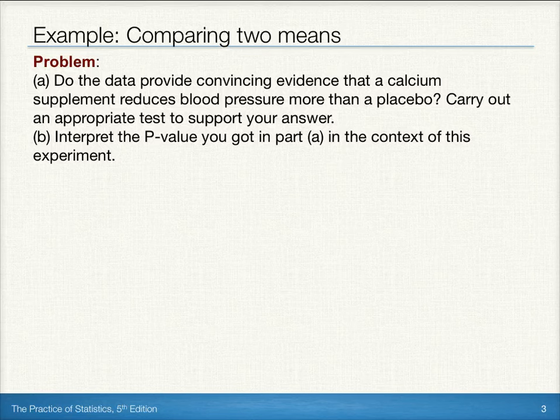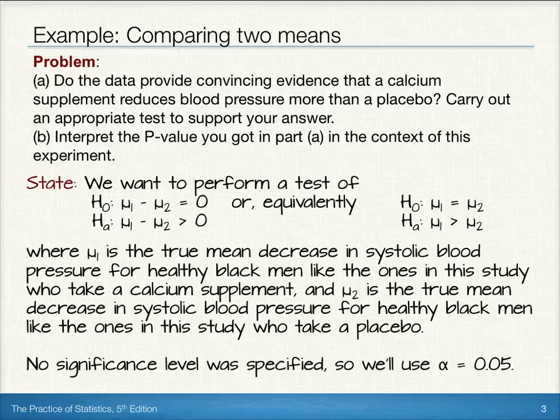Now for this problem, we want to know if the data provide convincing evidence that a calcium supplement reduces blood pressure more than a placebo. We'll need to carry out an appropriate test to support our answer. Then we'll have to interpret the p-value in the context of this experiment. So let's follow our familiar four-step process, starting by stating our problem.